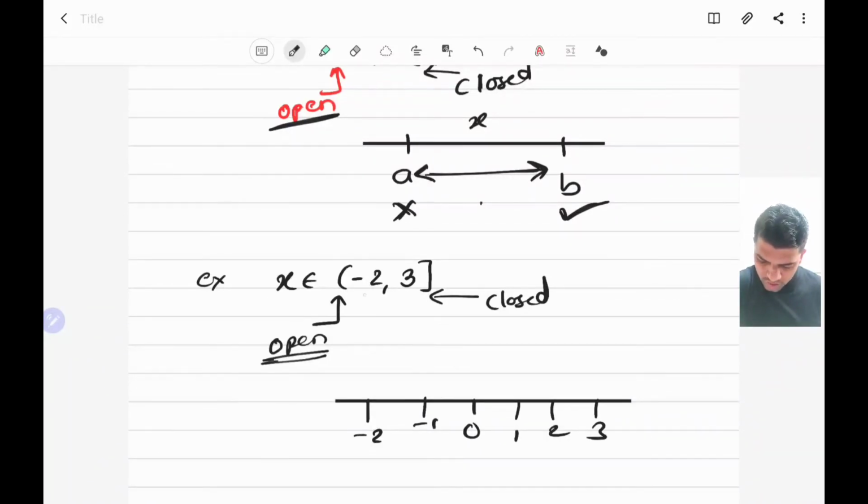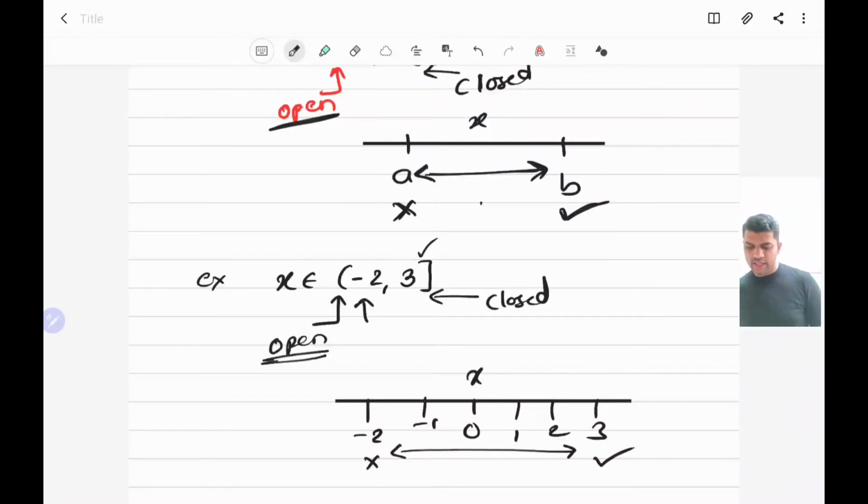If you observe here, it is open on the -2 side, which means we cannot consider -2 as a value of x, but it is closed on the 3 side, so we can consider x equal to 3, and all the in-between values you can also consider for this x. So x can take all in-between values of -2 to 3, we cannot consider -2, but we can consider 3. This is the meaning of that.